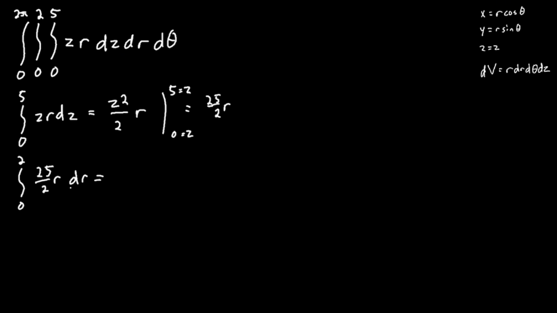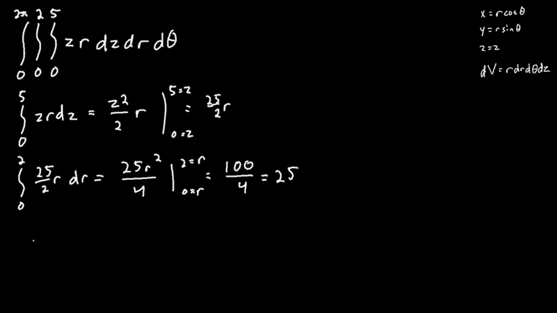If I integrate this with respect to dr, I get 25 r squared over 4, from 0 to 2 for your r value. If I substitute 2 into here, I get 100 over 4. If I substitute 0, I subtract 0. So this is just 100 over 4, and this simplifies into 25.